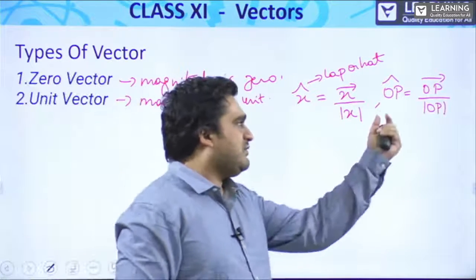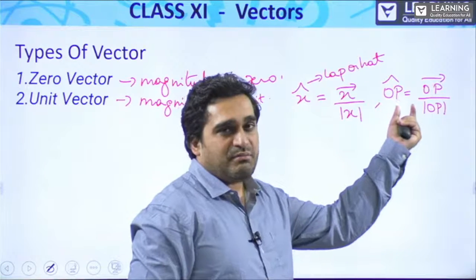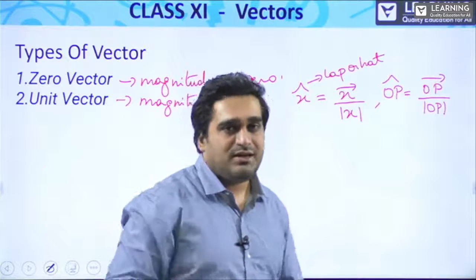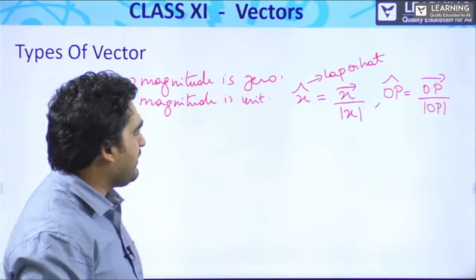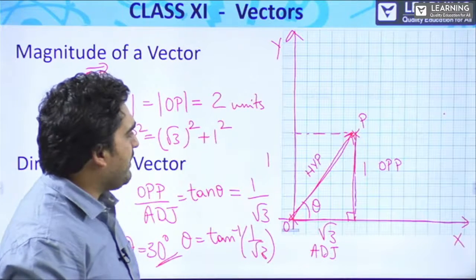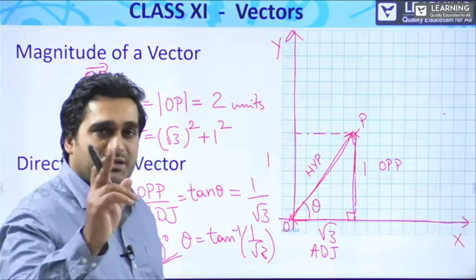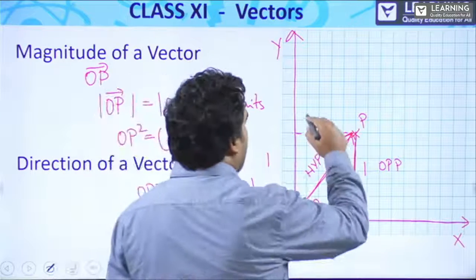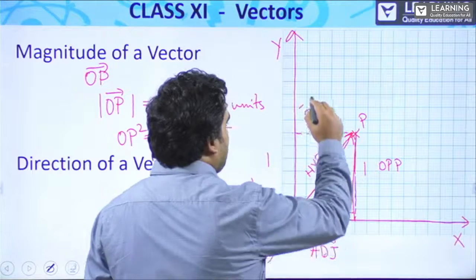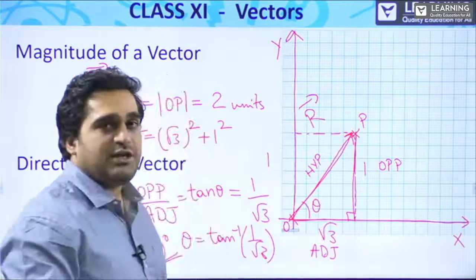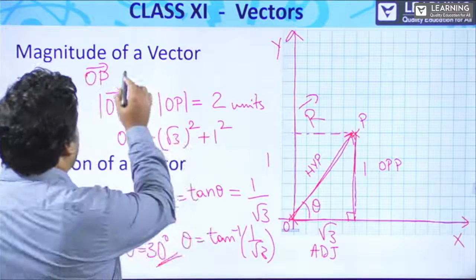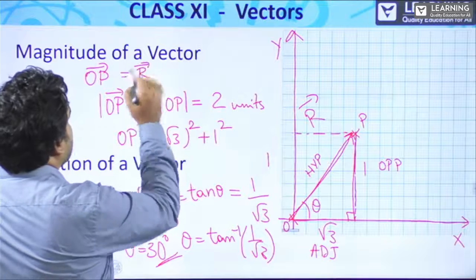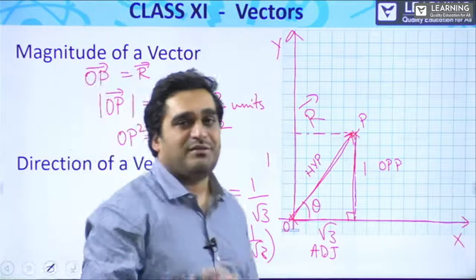Now, as you see, there are too many letters under a cap, so you can represent it with a single letter. In fact, if I go back, this OP can be represented using a single letter. How? Just put an R. Define this OP vector as equal to R vector, and things will be simplified for you.